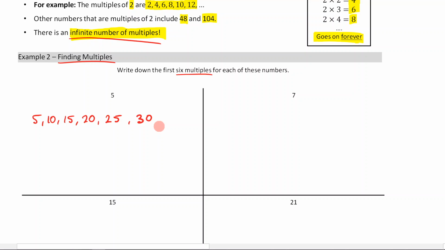It's just your times tables. You just need to make sure that you include the number itself, because think 5 times 1 is 5. So make sure you include that. So you can always figure out what the first multiple is. You're always going to include the number itself.